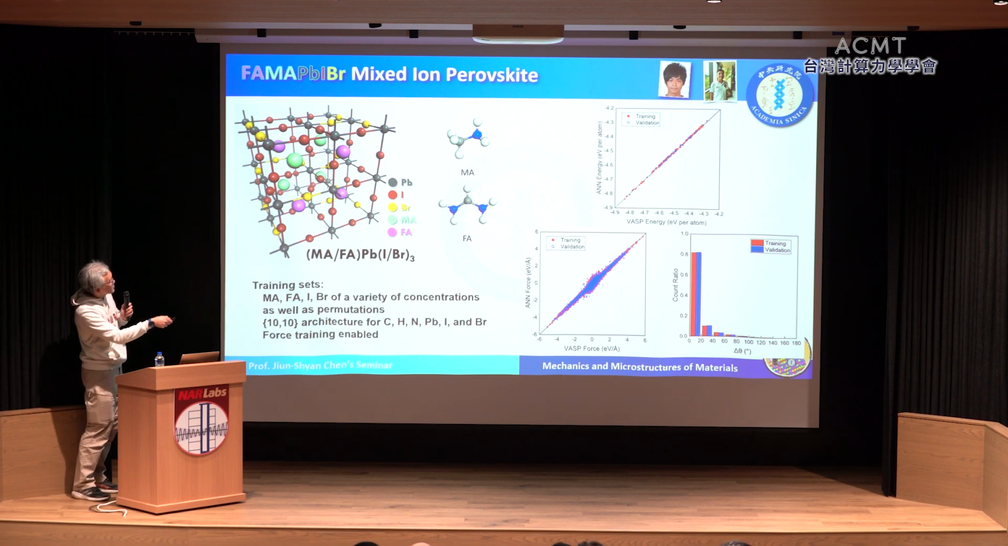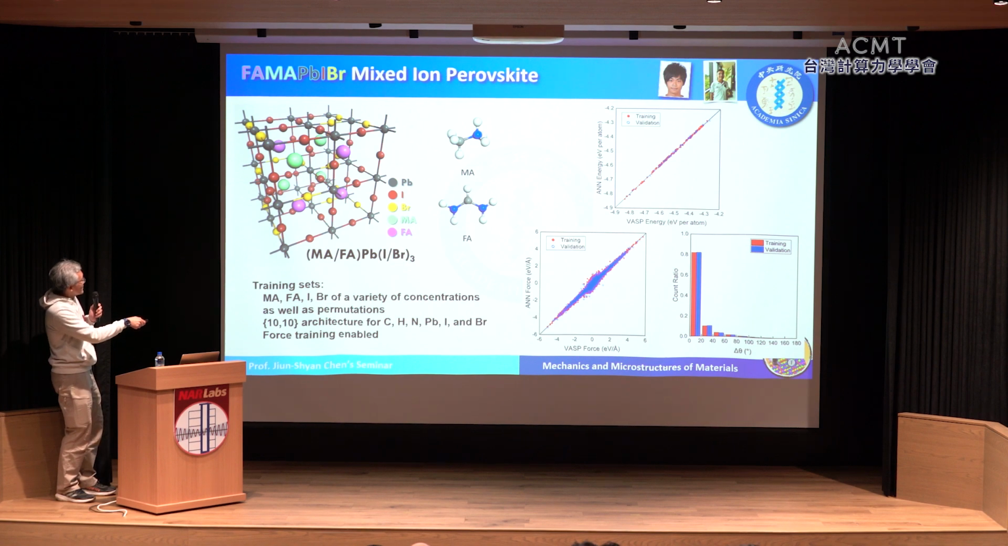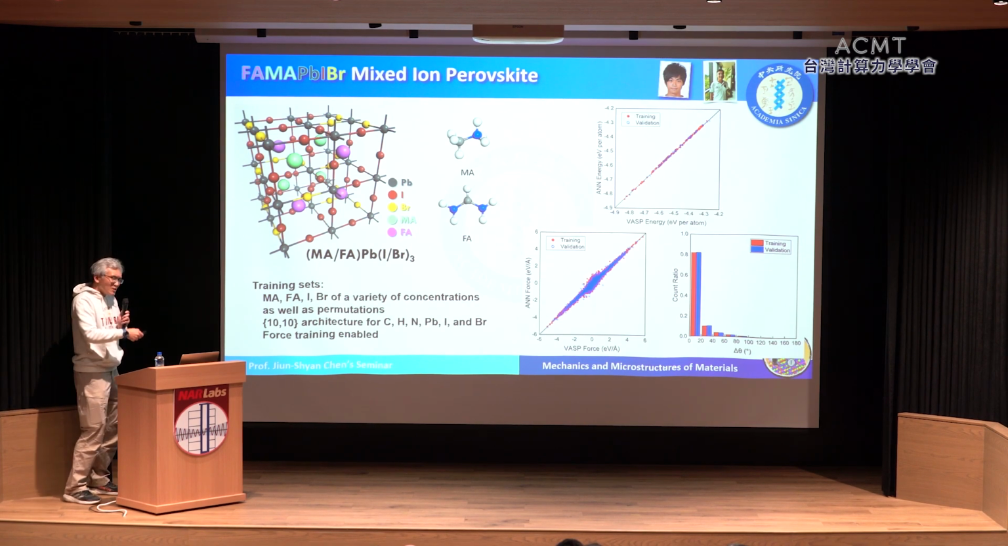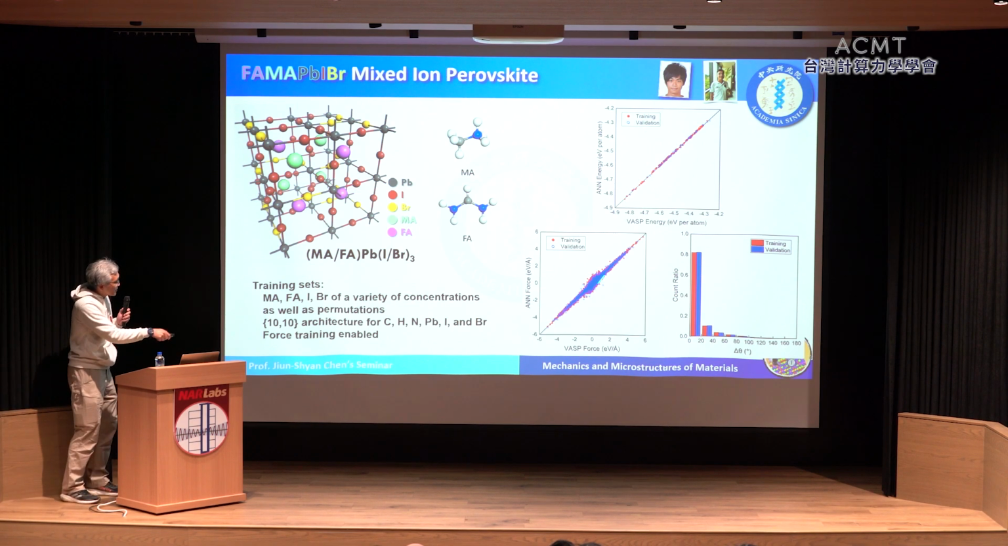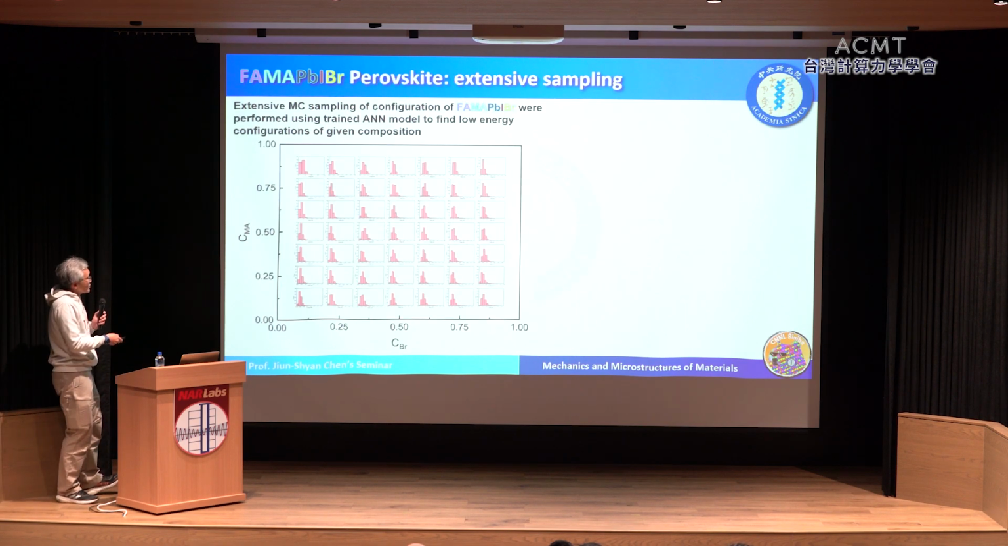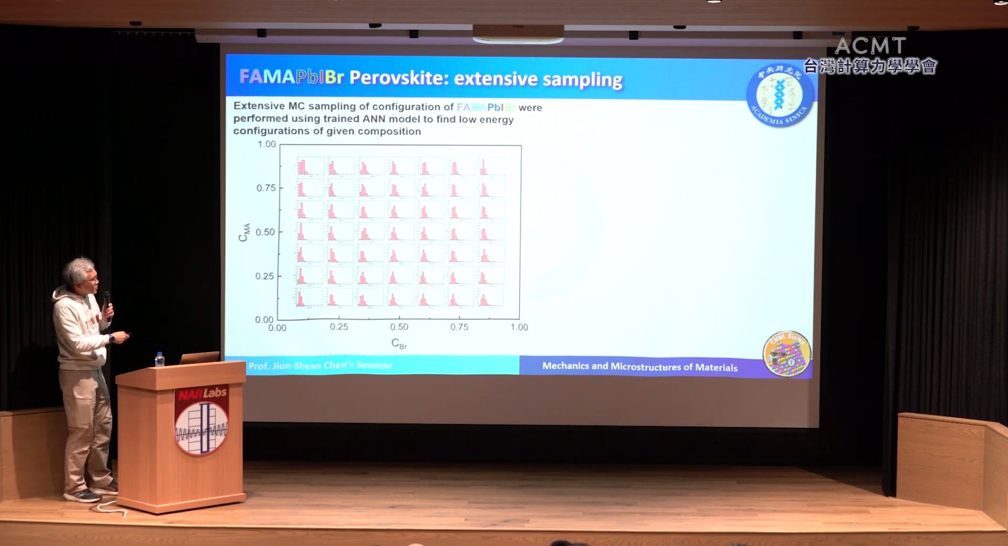These were done by my former students and my former postdoc, and this is a very complicated material. MA looks like this, and FA looks like this. By using a neural network, we can train an energy model. The horizontal axis shows the ground truth from VASP calculation, and the vertical axis shows the neural network prediction. The parity is pretty good, and we also have very good parity for atomic forces. This is much faster than DFT calculation and almost as accurate.